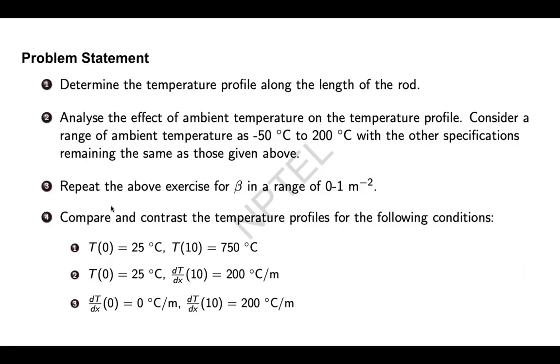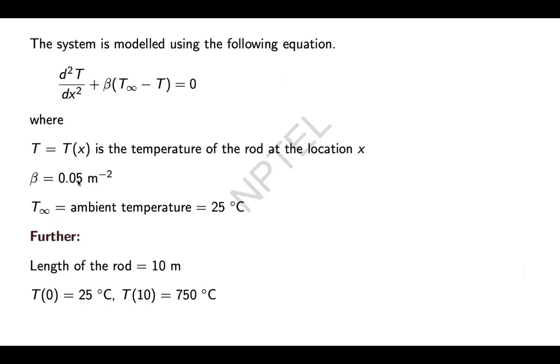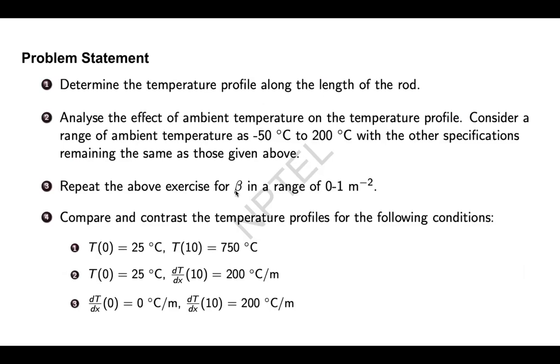Next is to repeat the above exercise for different values of beta. Here the beta value is given as 0.05 meter inverse square. Now we have to vary beta from 0 to 1 and see what will be the effect on the temperature profile. And when you're doing the third part of the question, we need to fix all of the parameters, including the T ambient, to be a particular value. All of the parameters have to be fixed and only beta varies.